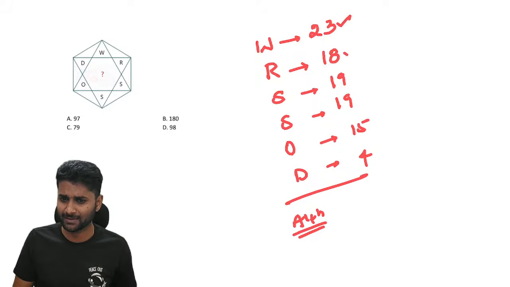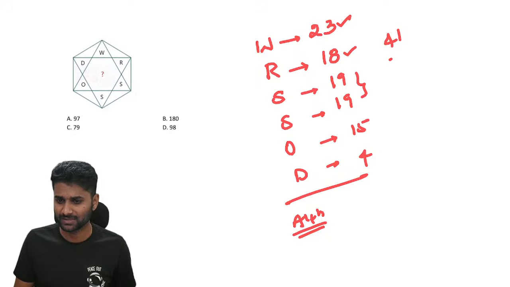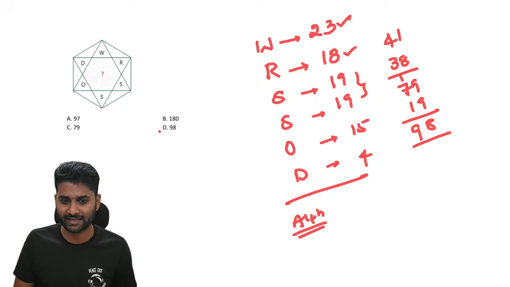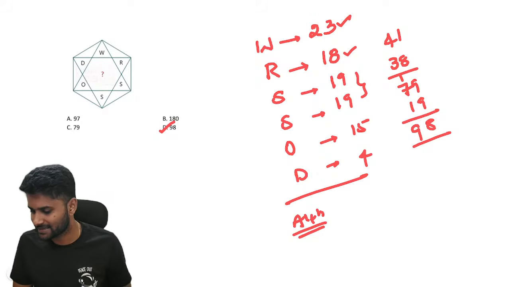So 23 plus 18 is 41. This is 38, and the sum value is 79, and I add 19. So the total result is 98. Yes, you can see that 98 is the correct answer.